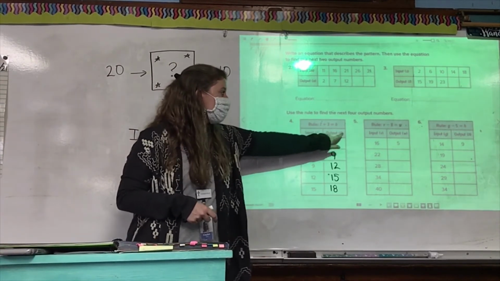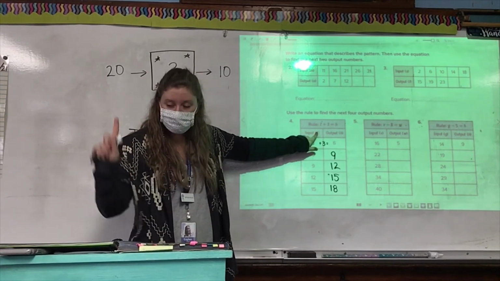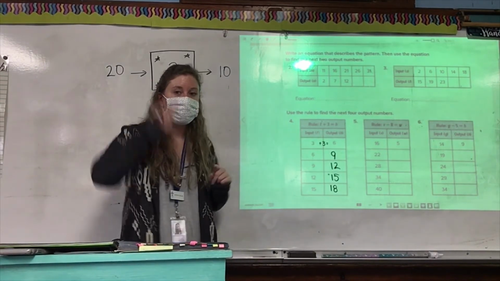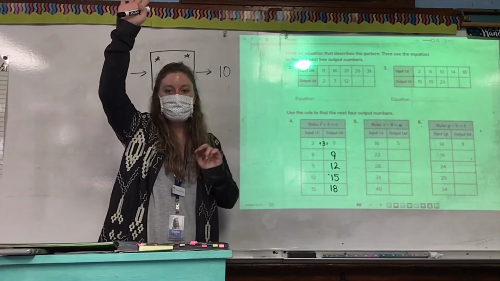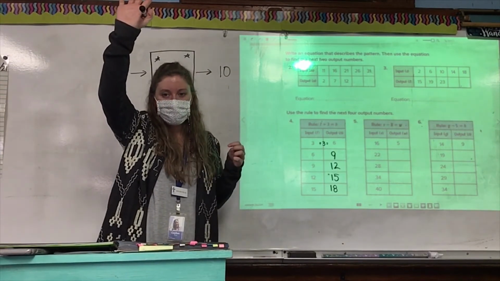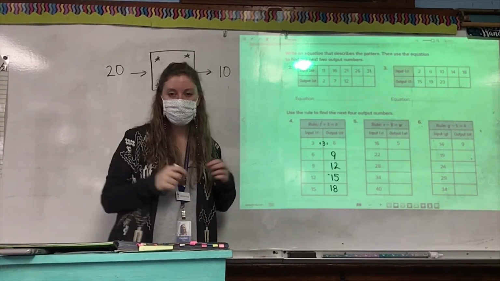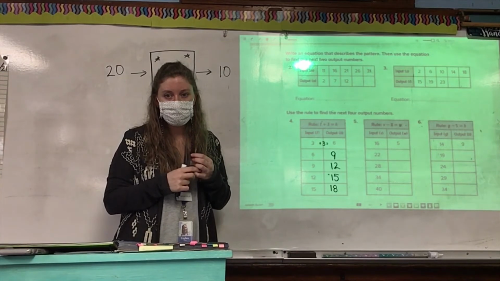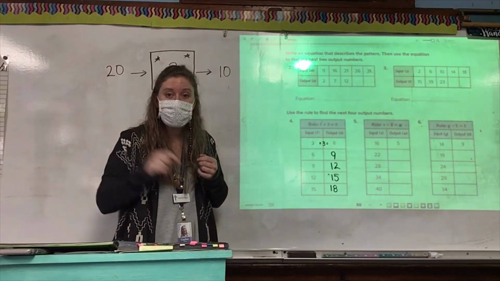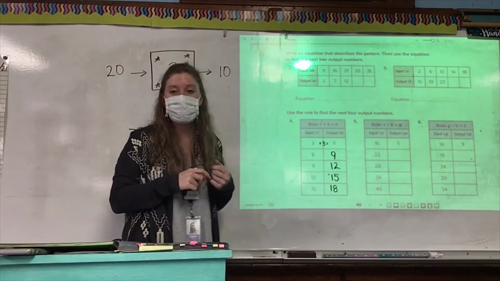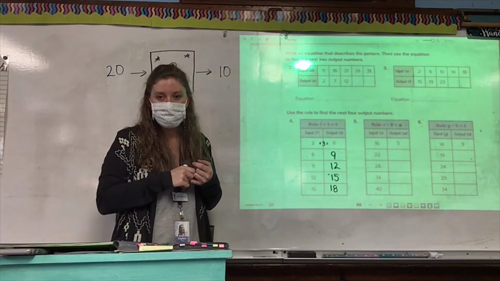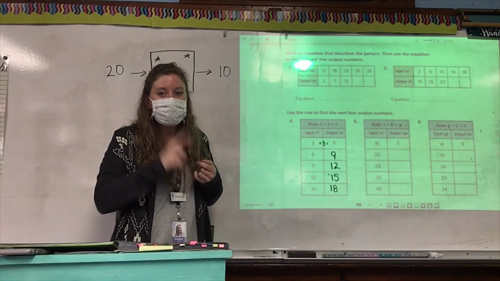Also, pay attention to the variables they use. Remember, the first variable is going to be which part, the input or the output? Zari. The input. And the last variable in the rule is going to be the, Zari? Output.